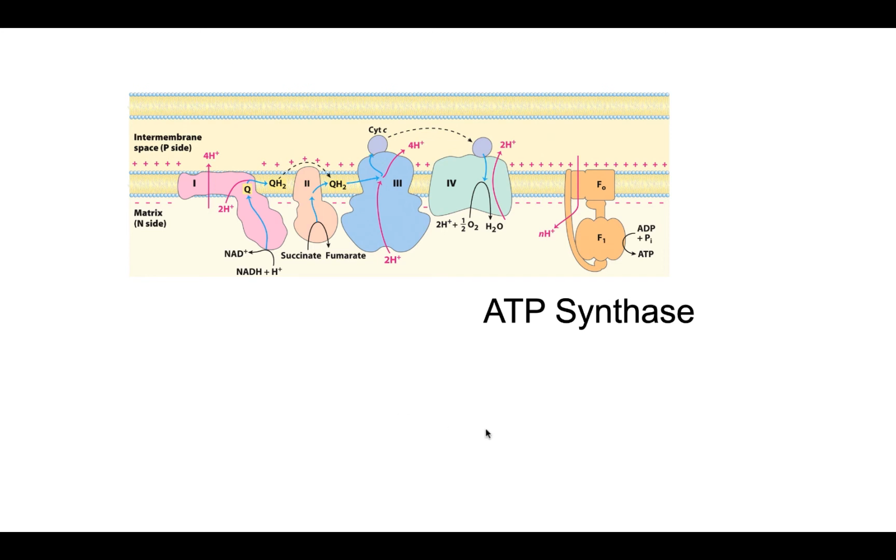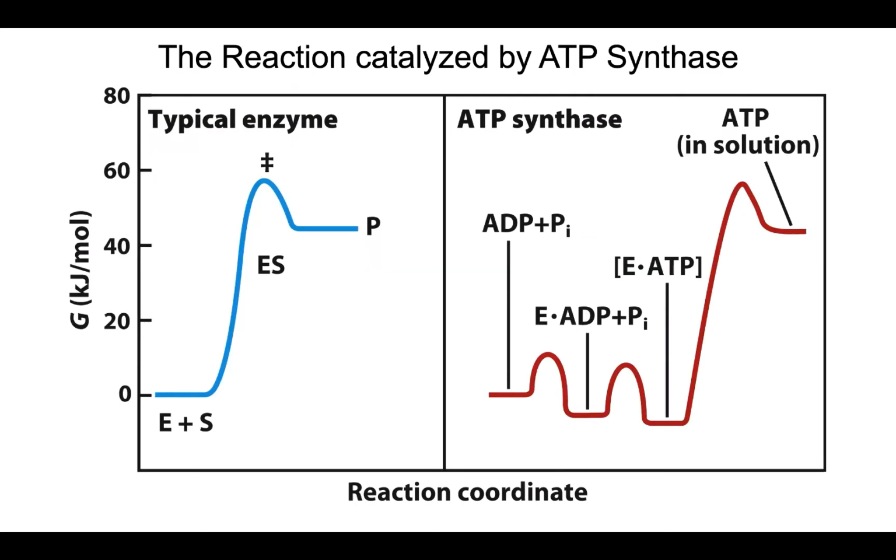In this video, we're going to talk about ATP synthase. That's the enzyme that harnesses the flow of protons down their concentration gradient in order to make ATP. So we have a coupled reaction here. We have a very exergonic reaction of protons moving down their concentration gradient coupled to a very endergonic reaction of ADP being converted into ATP. So let's see how ATP synthase pulls this off.